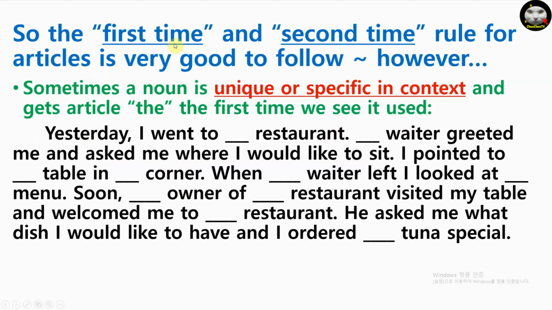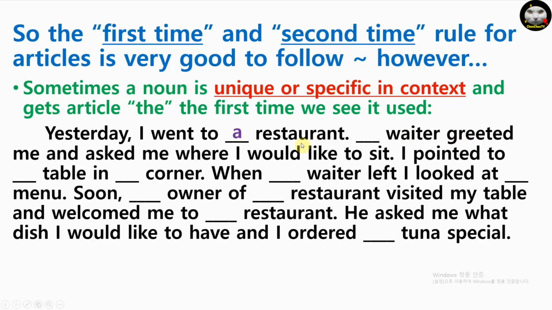So, the first time and second time rule for articles is very good to follow. However, sometimes a noun is unique or specific in context and gets article the the first time we see it used. Let's look at some examples. Yesterday, I went to blank restaurant. Now, every city has many restaurants, so restaurant is not a unique noun. So we're just going to introduce it with a.